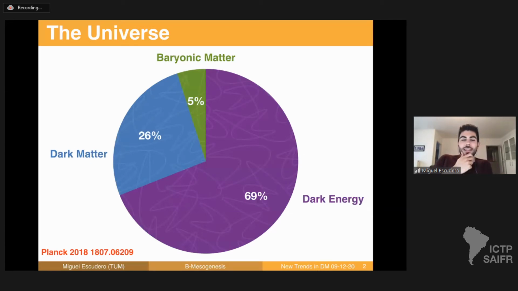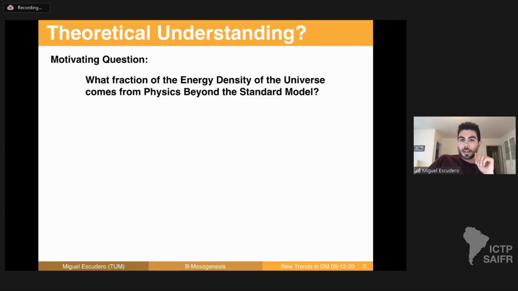But actually, before, I think it's good to revisit what we know and what we don't know about the universe. This is the picture that we all know very well. 5% of it corresponds to baryonic matter, 26% corresponds to dark matter, which is why we are all talking and discussing, and 69% corresponds to dark energy. We have measured each of these three components very well. The pertinent question is, how much of this pie chart do we actually understand? Or to put it another way, what fraction of the energy density of the universe comes from physics beyond the standard model? The answer is 99.85%.